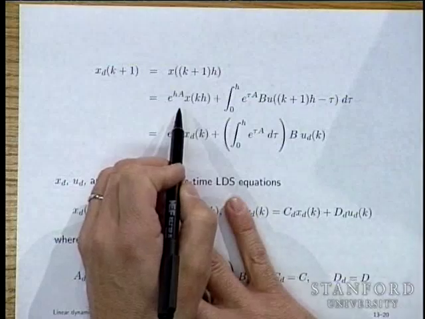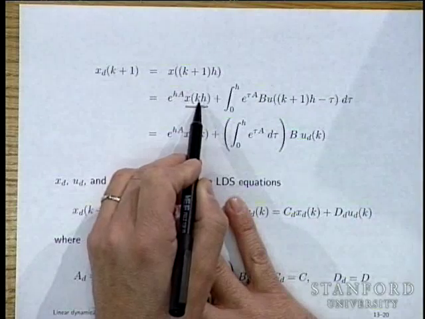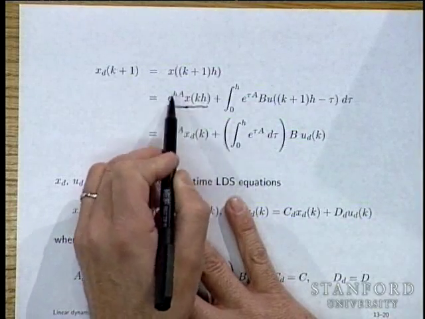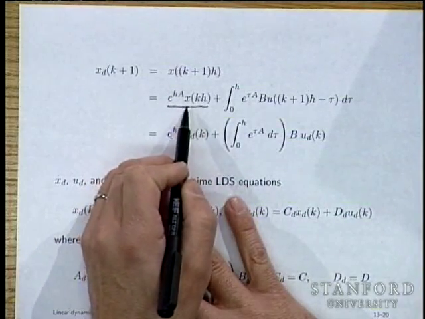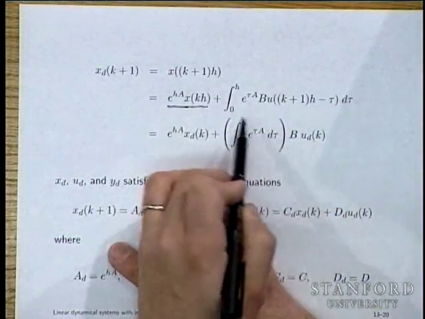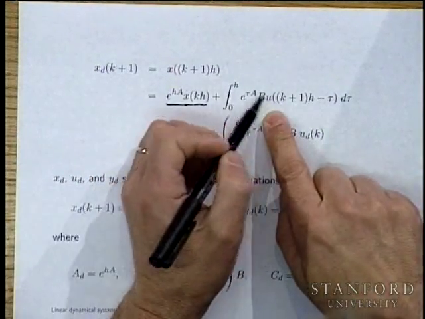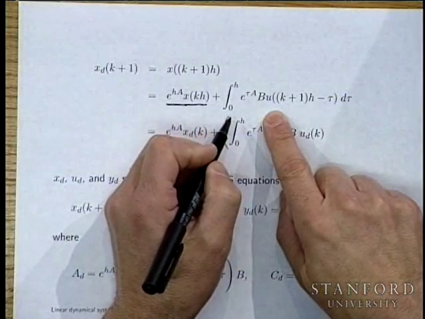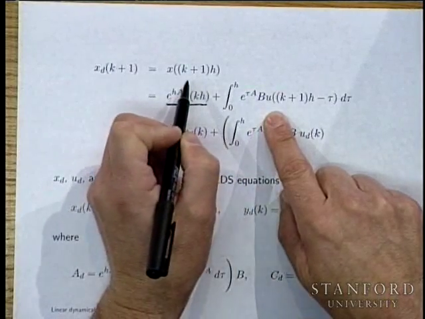But we can get that because we can propagate forward. This is what the state was at kh. This propagates it forward h seconds. So this tells you how the state would propagate if there were no input over that interval. Then this convolution here tells you what the effect of the input is, but it's only over that interval. Here, u only refers to between kh and (k plus 1)h.